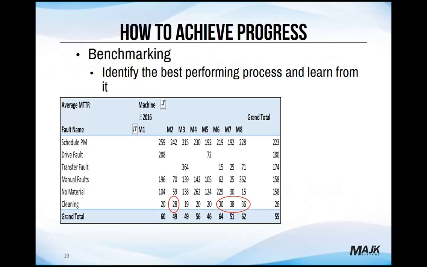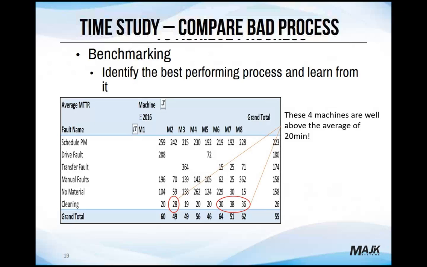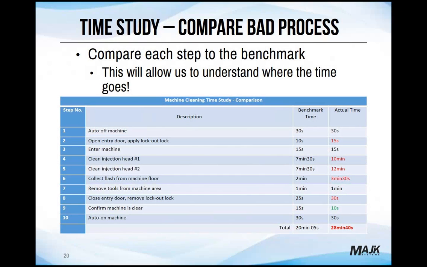If you can use the 4 better performing machines as a benchmark, you can go back and evaluate exactly what's happening at each of the individual underperforming machines. In order to do this, you may have guessed it, another time study is in order. So, when we take a bad process and do a time study, again, we're breaking it down into its individual steps, and this is where it becomes clear that we are losing time when compared to the benchmark.